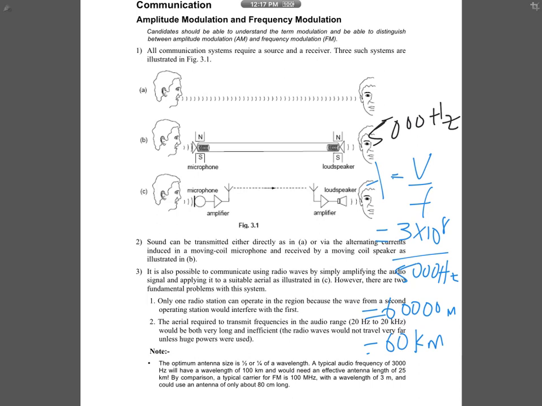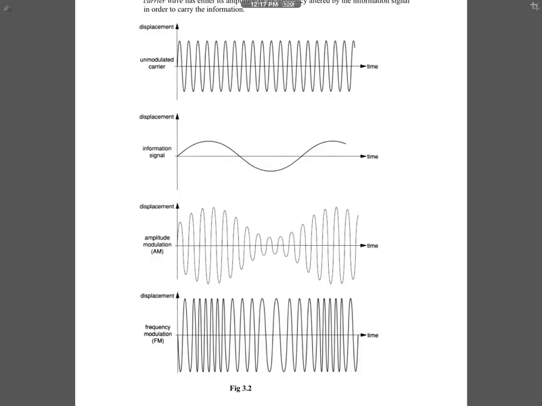So how do we overcome these problems? By using modulation. In modulation, we will use a high frequency carrier wave to carry the information signal. There are two types of modulation that we will learn about. One is called amplitude modulation. What do we mean by amplitude modulation? That means, how do I use the carrier wave to carry my information signal? It is by modulating the amplitude. Okay, let me explain to you.